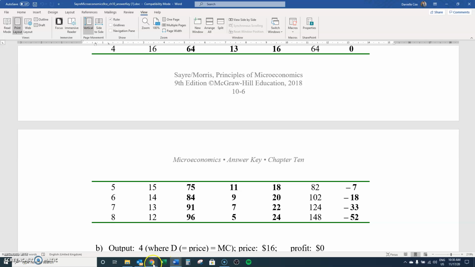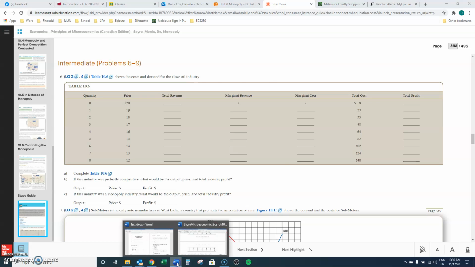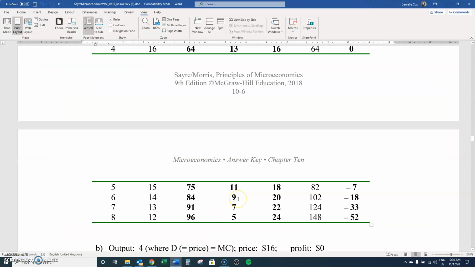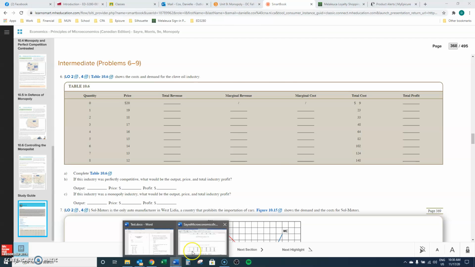Then it asks, if this industry was perfectly competitive, what would be the output, price and profit? So let's go back over. Was it competitive? I forgot that quickly. If it was perfectly competitive, yes.